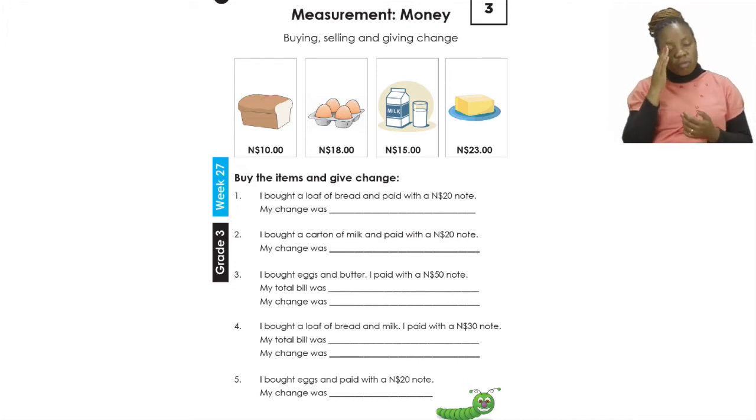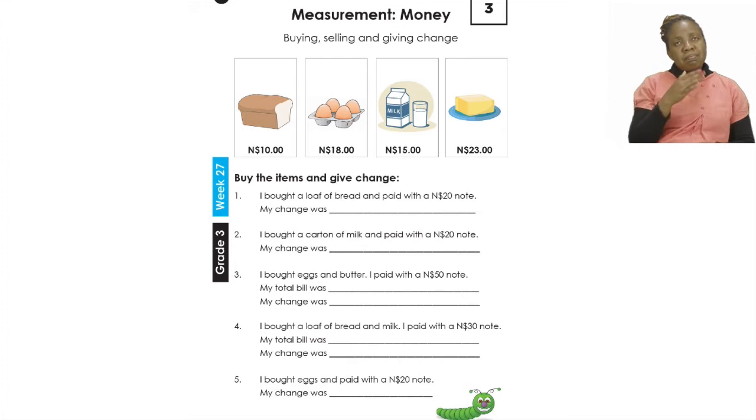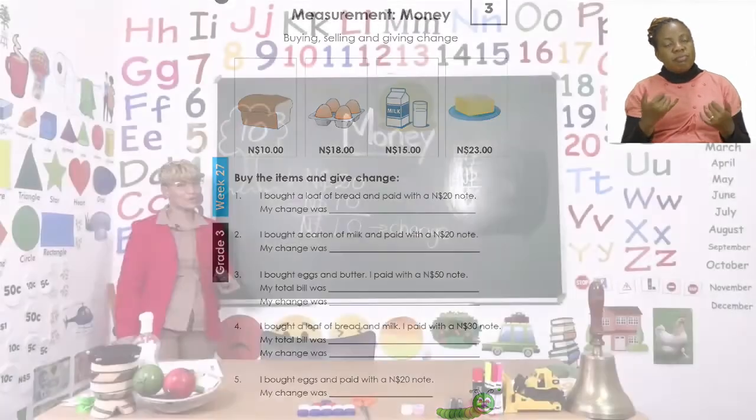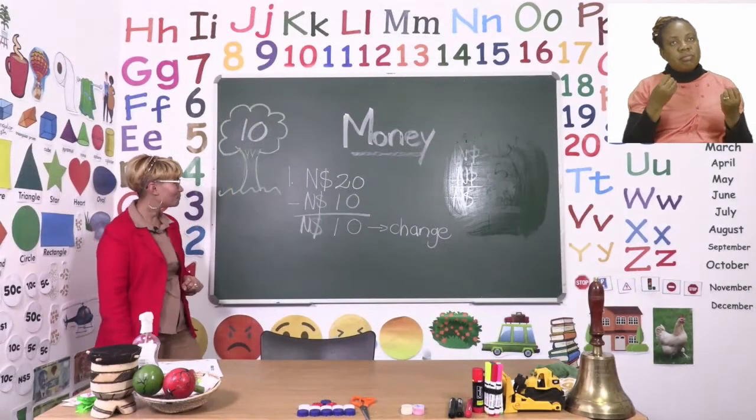Let's quickly look at number 1. It reads, I bought a loaf of bread and paid with a 20 Namibian dollar note. So you have to now work out what your change was. So on the board, I made the sum for you.